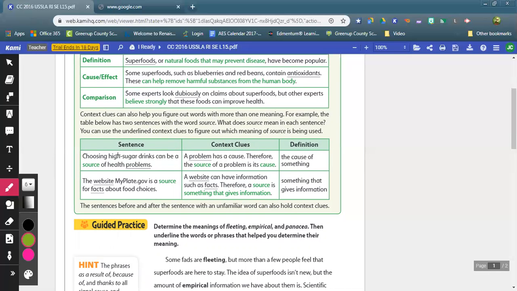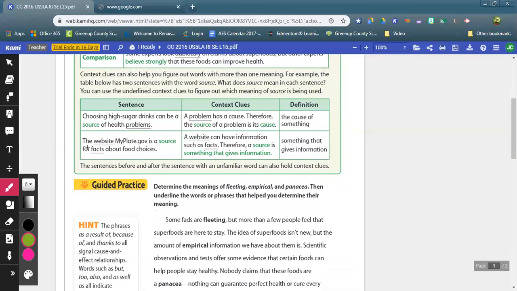So here we have the word source, two different sentences. Choosing high sugar drinks can be a source of health problems. So source is the word we're trying to figure out, which source does it mean. We know that our context clue says health problems. So a problem has a cause, therefore the source of the problem is cause. The definition of this source means the cause of something.